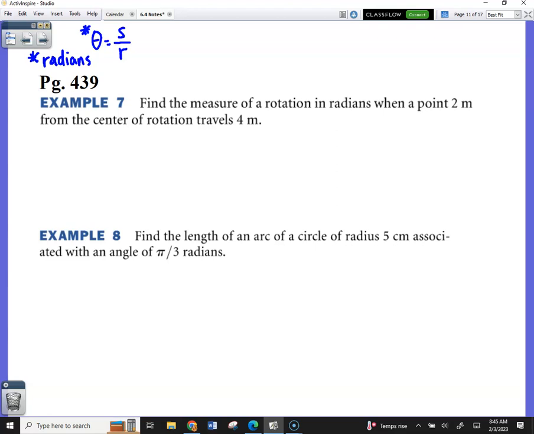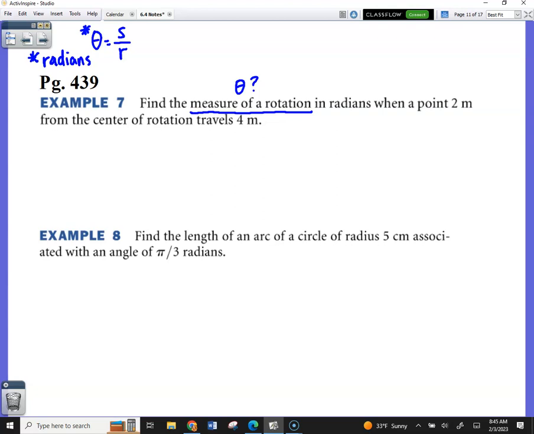All right, let's reread it. Find the measure of a rotation. That means find theta. So I'm making a note to myself, okay, measure of a rotation, that's theta, so that's my find, which means they're giving me what in here? Pointing to it. They're going to give you S, they're going to give you R. You just have to know how to read it and pull it out. Okay, find the measure of rotation in radians, we already know that.